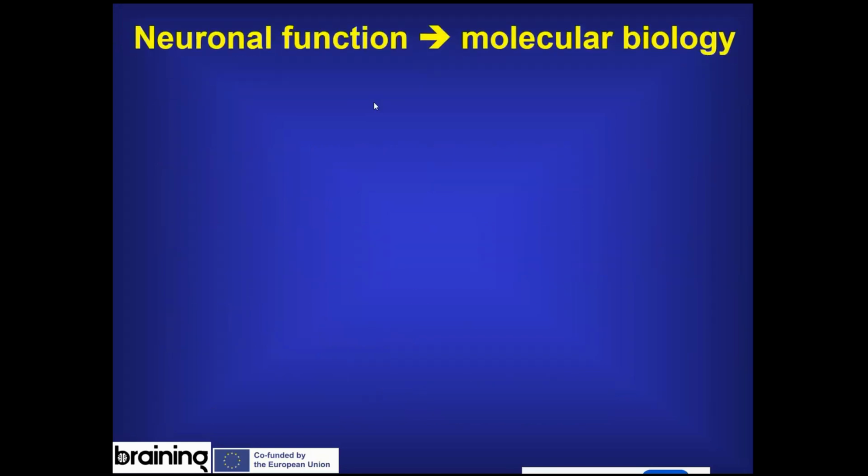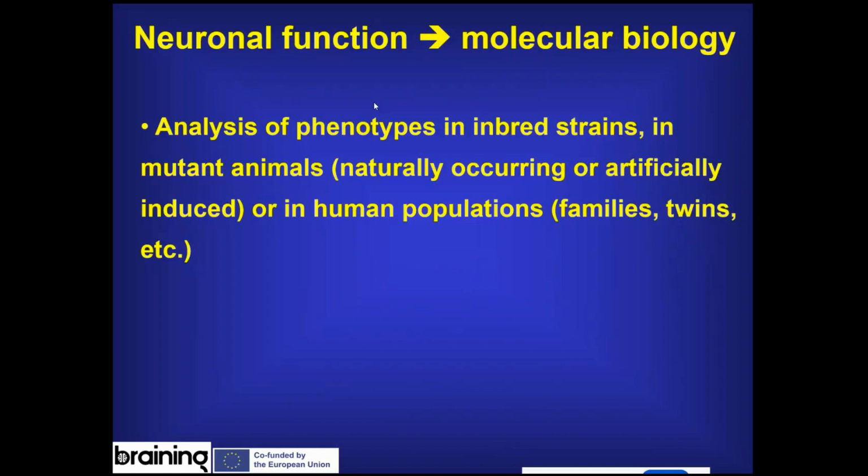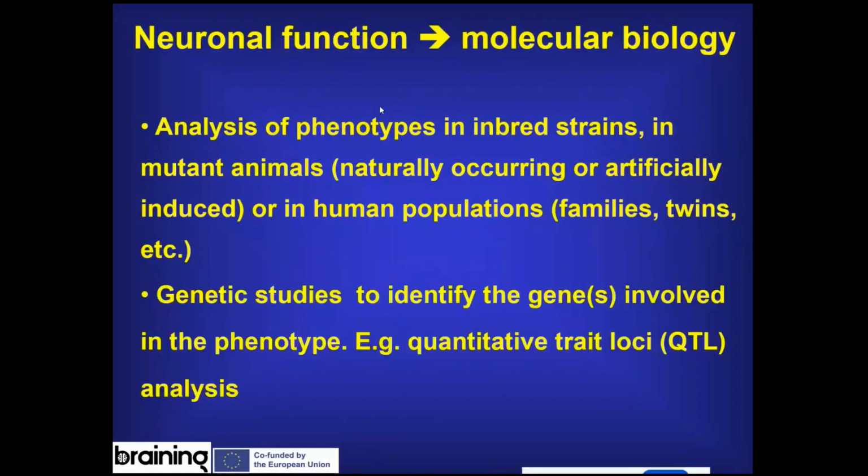The first approach consists mostly in the analysis of phenotypes in inbred mouse strains, which are selected for a typical behavior, in mutant animals that can be naturally occurring or artificially induced, but I'm talking here about random mutant animals, not transgenic. Or it may be human populations, families, twins, restricted communities, etc. And the idea is to run genetic studies to identify the genes involved in the phenotype. For example, the quantitative trait loci analysis.